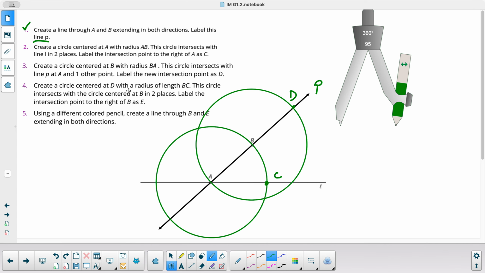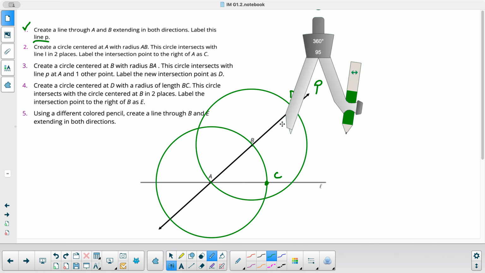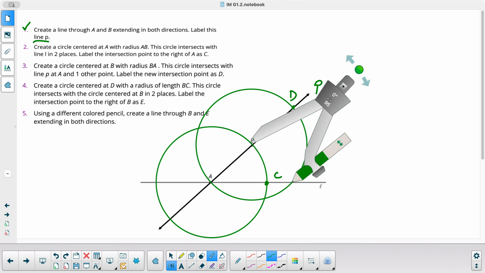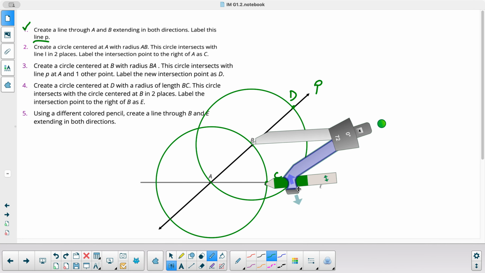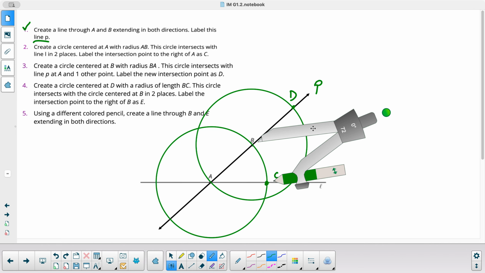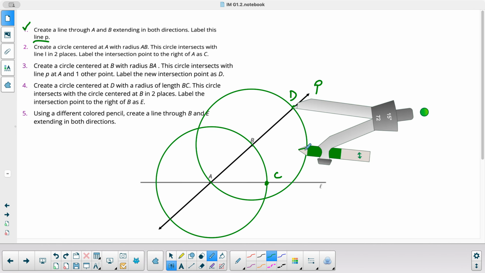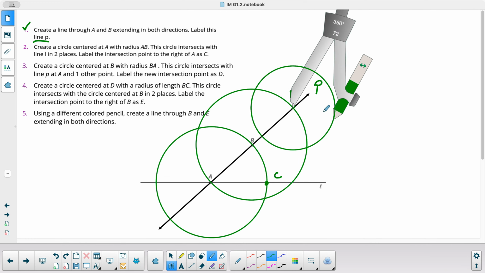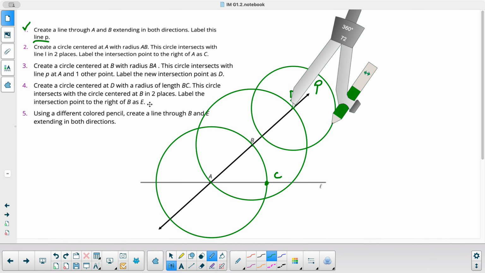Create a circle centered at D with radius length BC. So BC, I need to readjust my compass because you can see that it's too wide. So there we go. There's BC length. So centered at D. New circle right there. This circle intersects with the circle centered at B in two places. So here's my circle centered at B, two places right here. Label the intersection to the right of B as E. So this point is E.